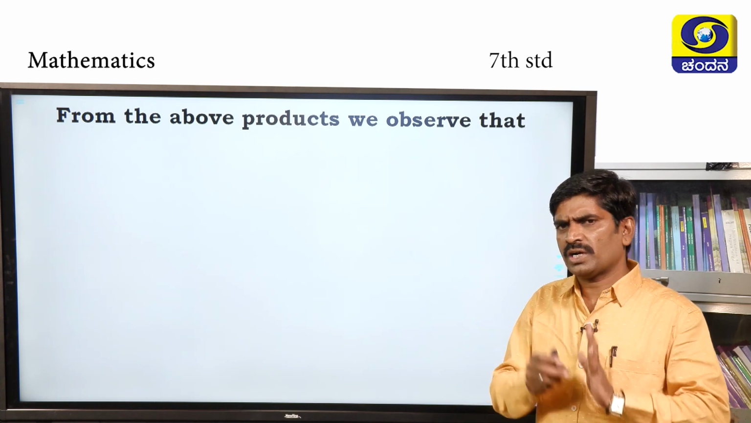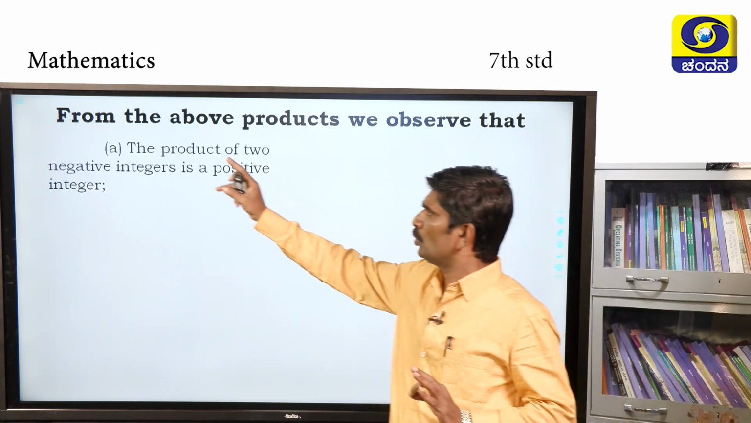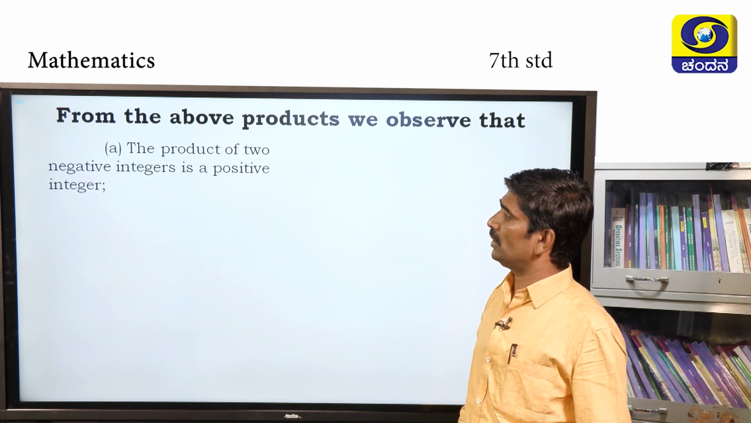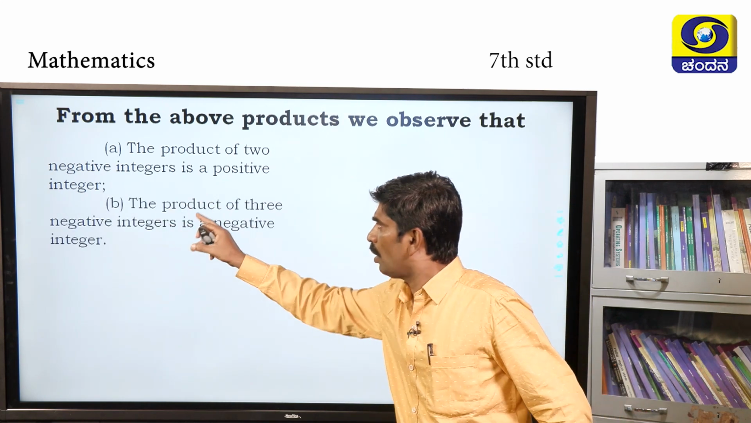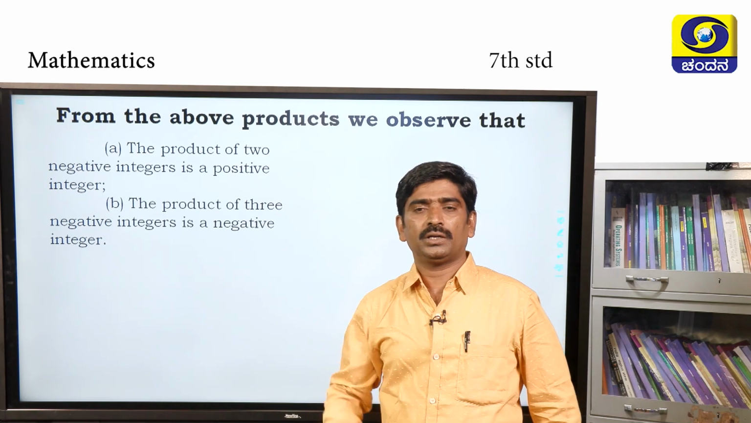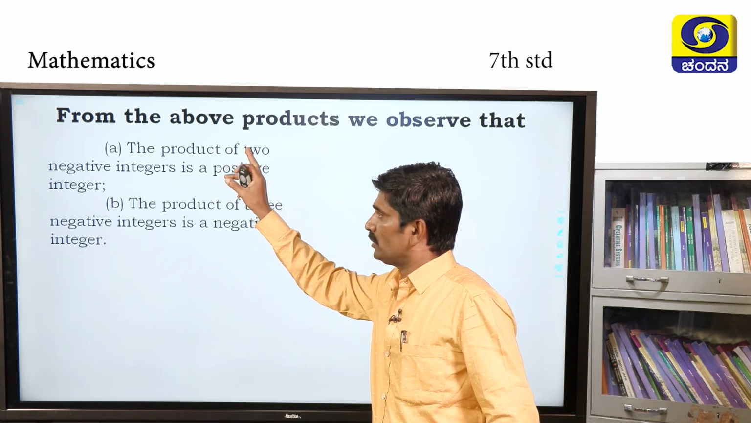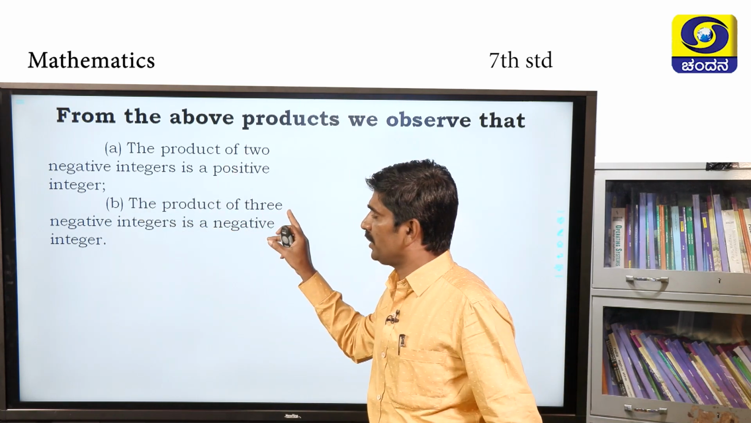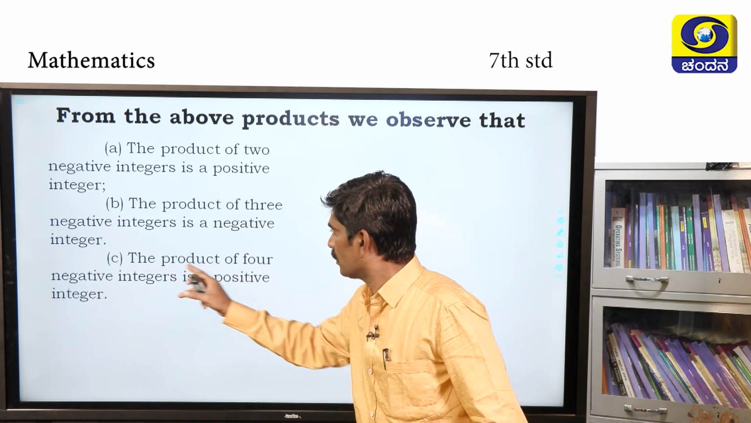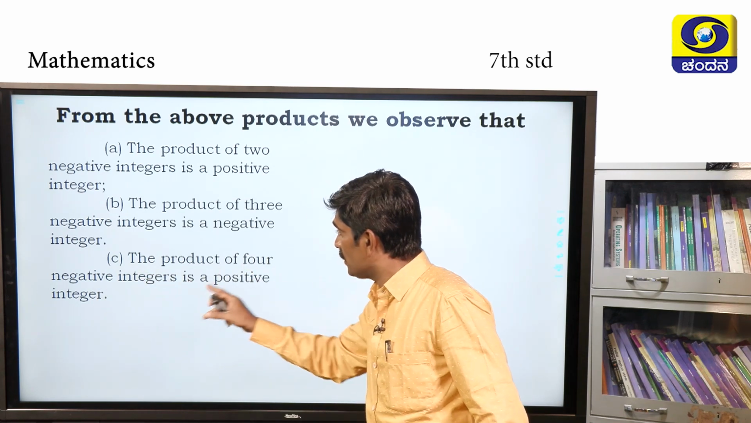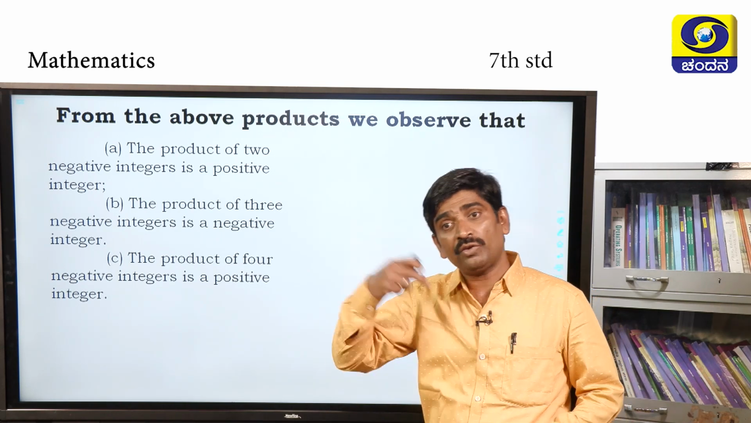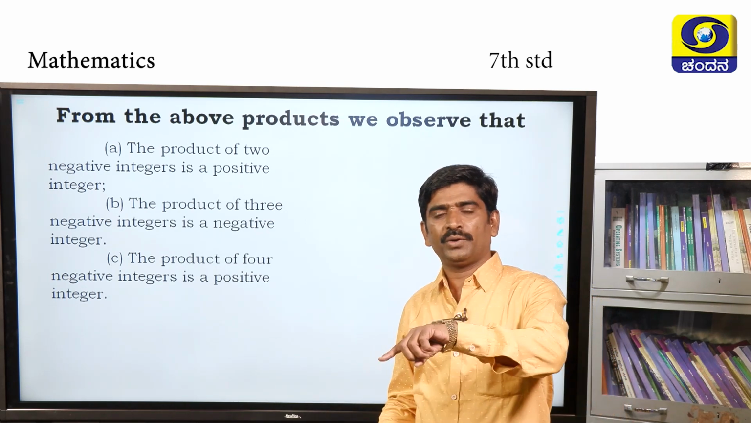From the above products we observe that the product of two negative integers is a positive integer. Next, the product of three negative integers is a negative integer. Observe: two negative integers, positive; three negative integers, negative. The product of four negative integers is a positive integer. The product of five negative integers is negative.